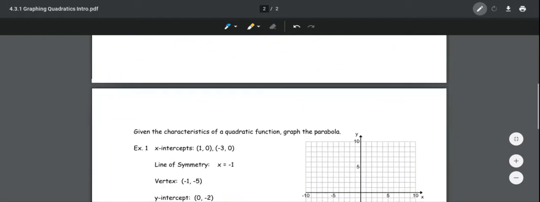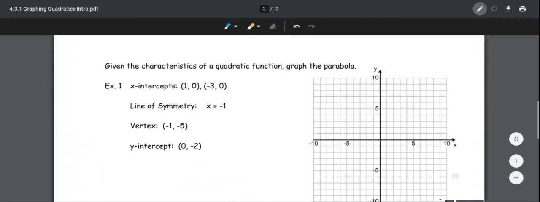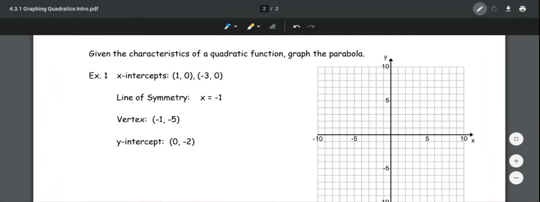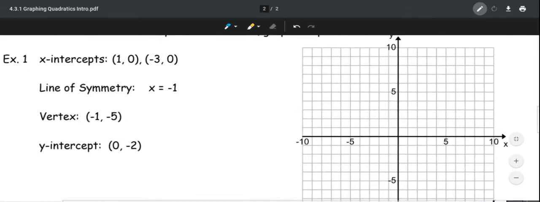So first, I am going to give you all of those characteristics, and all you have to do is just graph. Okay? So you don't have to worry about finding anything right now for this section. So x-intercepts, 1, 0, and -3, 0. So 1, 0, and -3, 0. Your line of symmetry is x equals -1.